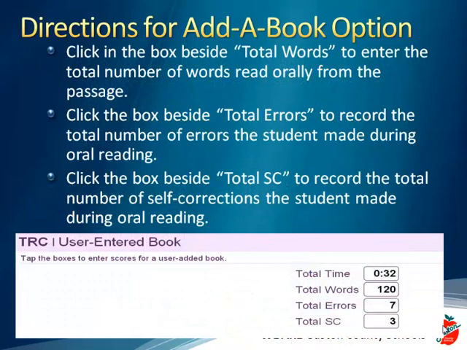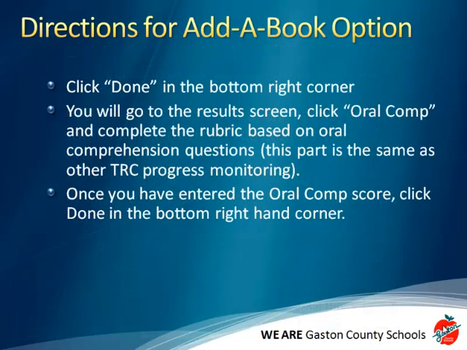You'll see the score box here in the screenshot at the bottom of this slide. You're going to click in the box that says Total Words to enter the total number of words the student read orally from the passage. Click the box beside Total Errors to record the total number of errors that you calculated that the student made during oral reading. And then you're going to click the box beside Total SC, which stands for Self-Corrections, to record the total number of self-corrections the student made during oral reading. Then you're going to click Done in the bottom right corner.